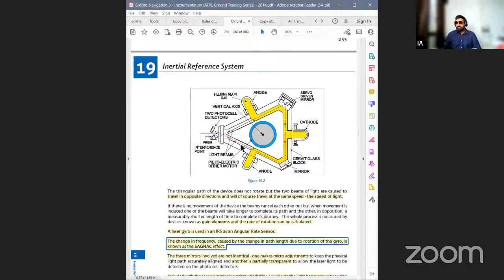Why is the length changing? The length required for them to travel changes because of the movement. Whenever we have movement away from the horizontal, both the rays traveling will have a difference in their length, because of which the length traveled in the tunnel, and the frequency will change, and the change in frequency will be measured. This effect is known as Sagnac effect.